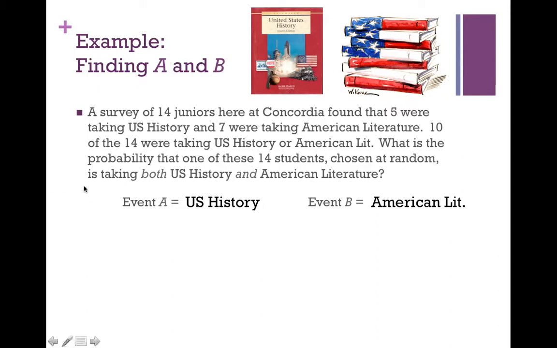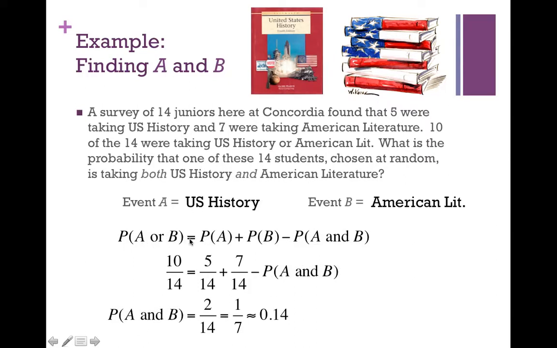What we're trying to find is the and part. And obviously we have students who are taking both, or could be taking both. So we want to use the probability of A plus probability of B minus probability of A and B formula. But what we'll actually fill in is the probability of A or B, probability of A, probability of B, and probability of A and B is what we're going to solve for.